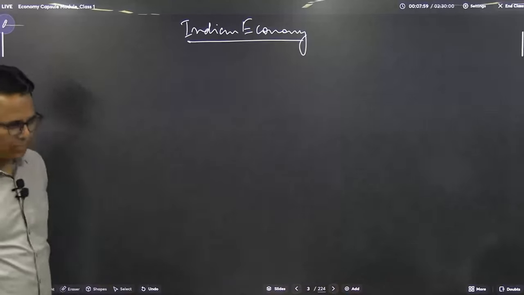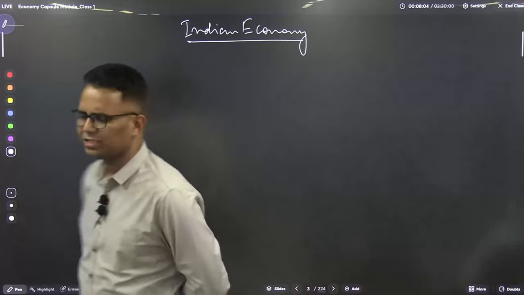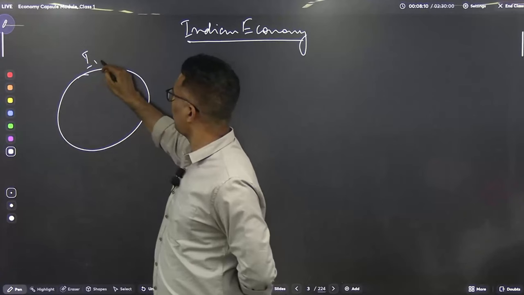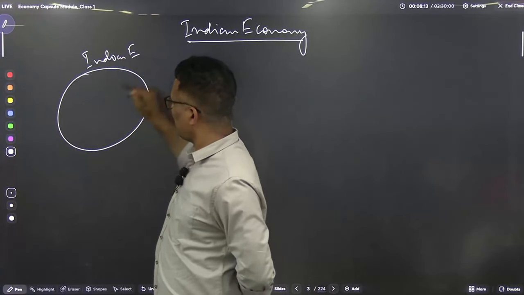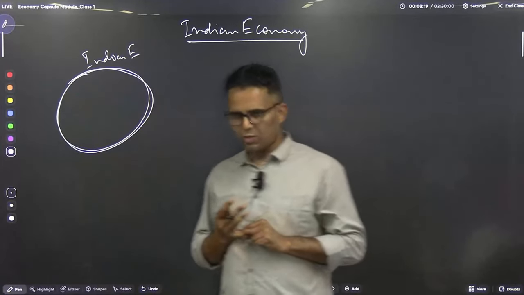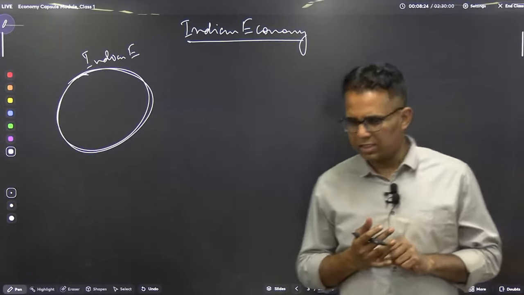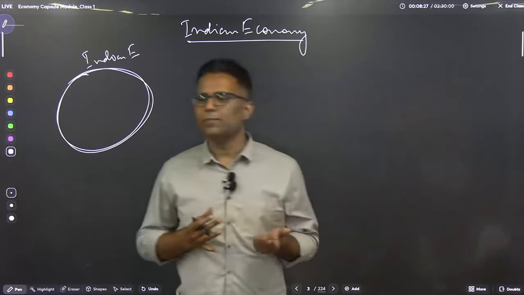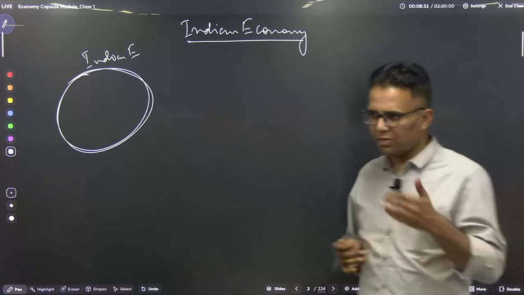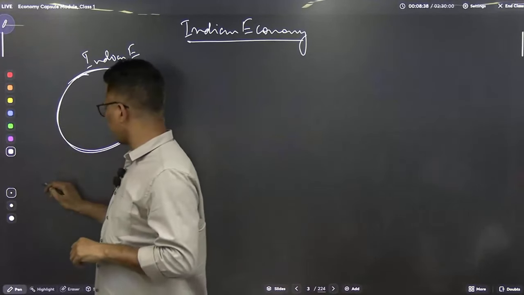So to understand the economy in a better way, we divide the whole economy into 4 sectors. This is just for our understanding, right? So if this is your Indian economy, in this we divide into 4 sectors. One is government sector. When I am saying government sector, it includes Government of India, state government, and all government companies. Okay. Government of India is a different entity. But if I am saying government sector, it includes all the PSUs also. Okay. So one is your government sector.